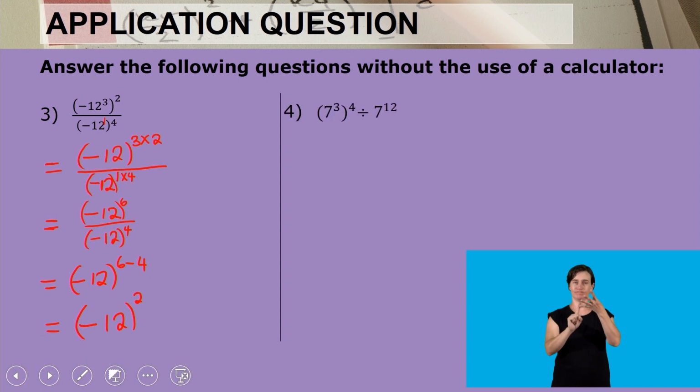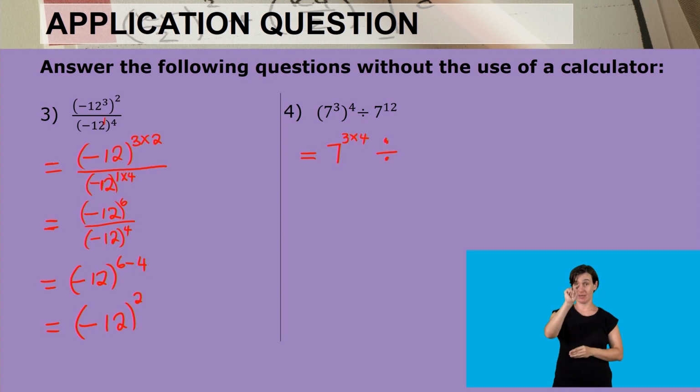The next one here, we are dividing, but before we can divide, we can see that we have a power that has been raised to an exponent. So let's work with that first. So this power has been raised to an exponent, which means that the 2 exponents are going to multiply together. Then we are dividing this by 7 raised to an exponent of 12. Now 3 multiplied by 4 is 12.